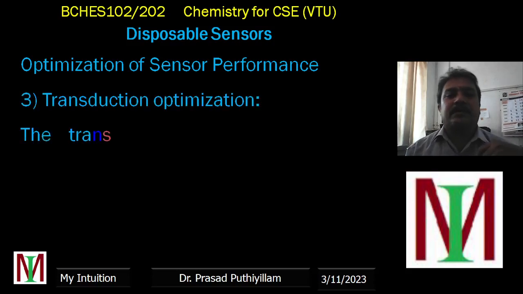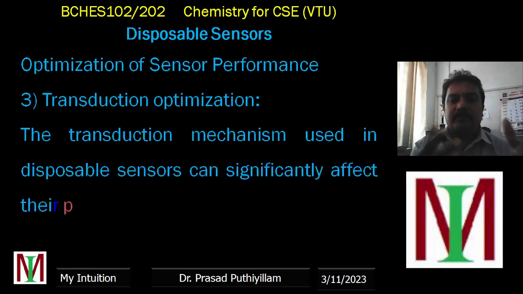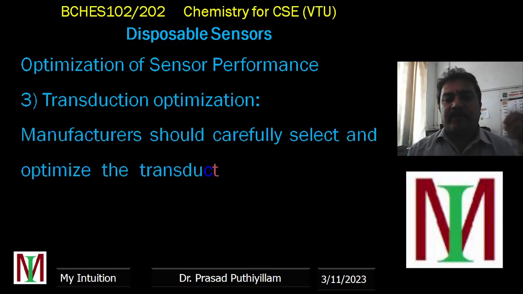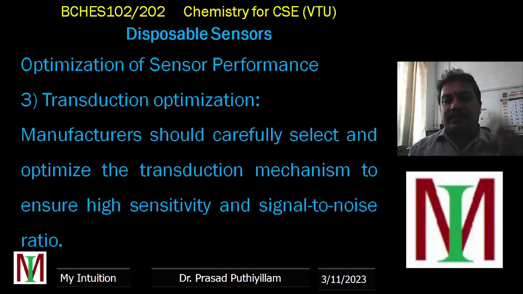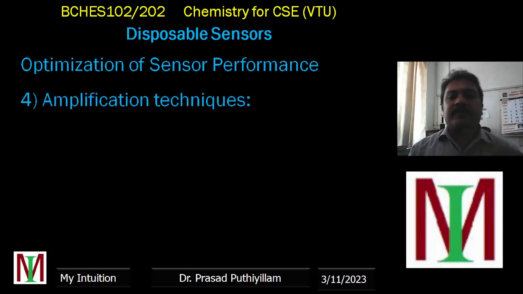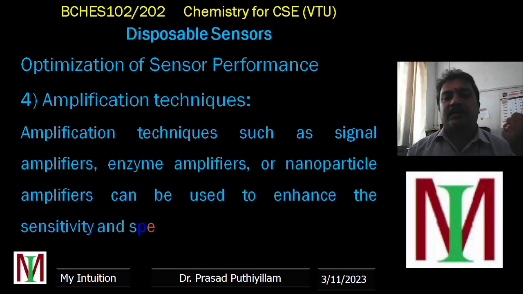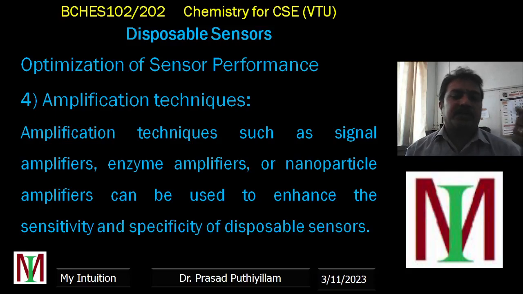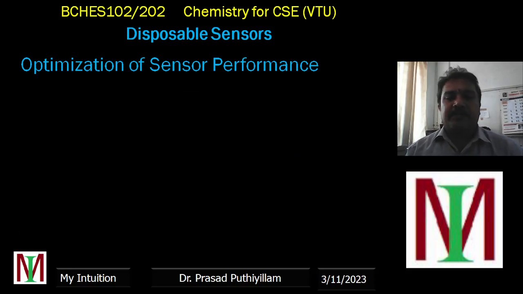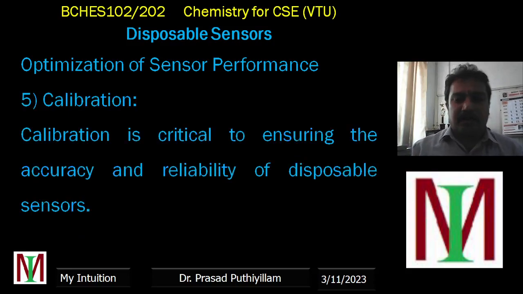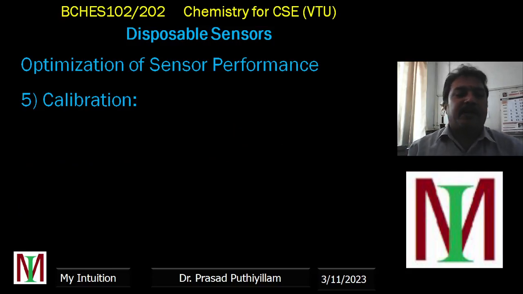Transduction optimization, converting the changes to a readable signal, its optimization also is required. The manufacturer should carefully select and optimize the transduction mechanism to ensure high sensitivity and signal to noise ratio. Amplification techniques such as signal amplifiers, enzyme amplifiers, or nanoparticle amplifiers are used to enhance the signal which is produced. Calibration, once again it comes, it is very critical for the accuracy and reliability of the disposable sensors.